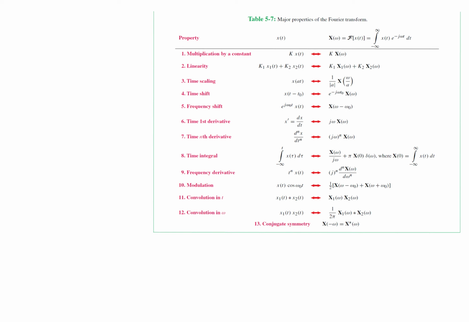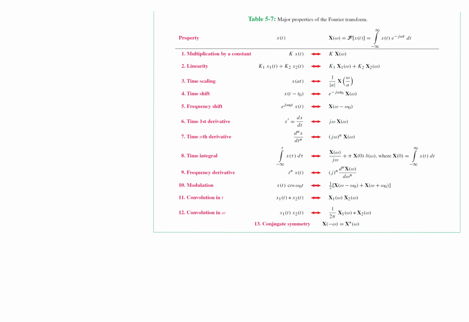And on our final slide here, we have properties. We've proven a few of these. Multiplication by a constant, that's the scaling property. Linearity, time scaling, time and frequency shift we have proven. It can also be proven that if I take the derivative of a signal, I get j omega times its Fourier transform to get the Fourier transform of the derivative signal. And similar with integration from negative infinity to the current time, I have shortcut formulas for that.